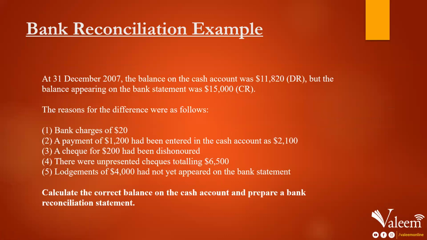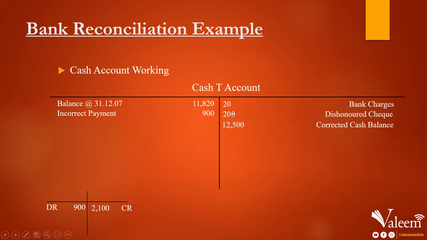The next thing was a check for 200 had been dishonored. So this is something that we thought we would receive. We entered it into our cash book, but the bank has told us that no, we will not be receiving this. They cannot get this money from the customer. So now we need to remove this from our cash book. And the simple way of doing this is to enter a credit entry in our cash T account. So we started off with 11,820. We added 900, deduct 20, deduct 200, and the answer is 12,500. This is the balance as per the corrected cash account. And if we do everything correctly, then the bank statement balance should match the 12,500 of the corrected cash balance account.